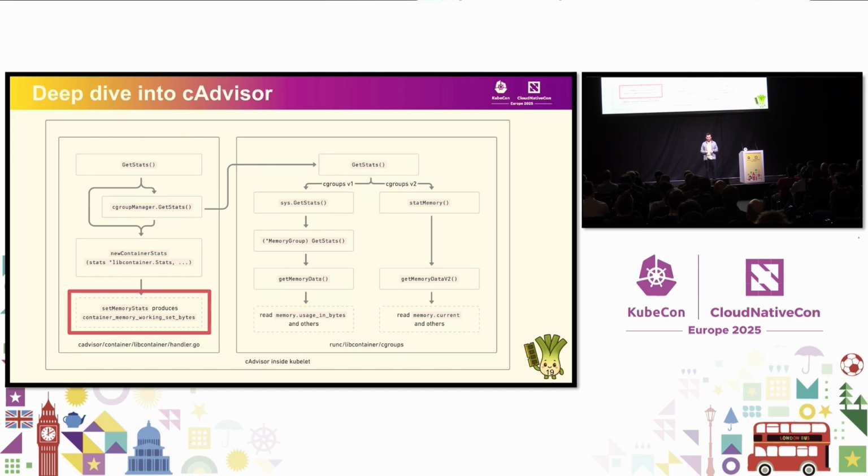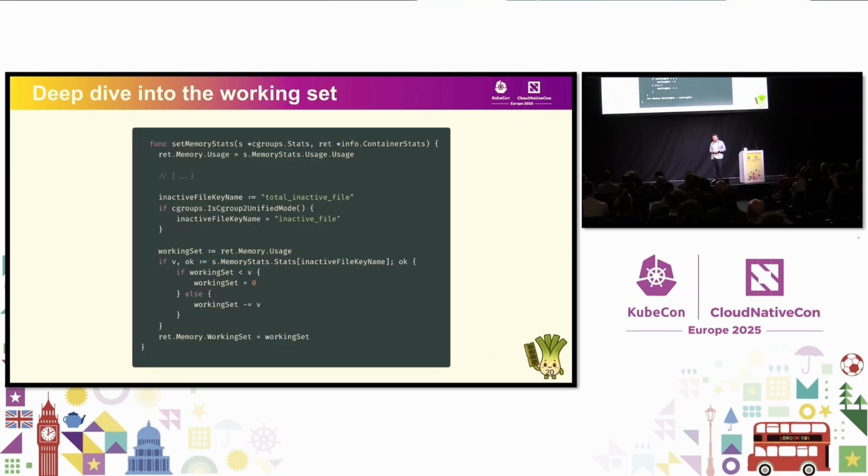So let's take a look at the code. The code, simplified, looks like that. It's fairly straightforward in some sense. It's retrieving the usage we've been seeing in the slide before, so usage in bytes for v1 and current for v2. And then it's retrieving something else, which is called total inactive file in the case of v1 and inactive file in the case of v2. And then it just does this subtraction. Very simple code, the working set is basically the usage minus the inactive file thingy.